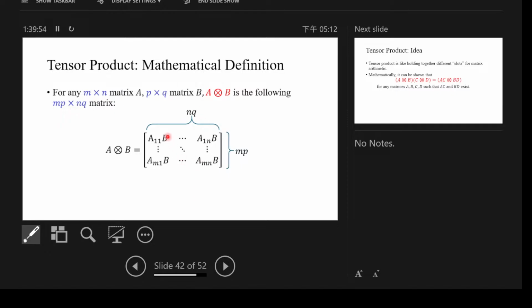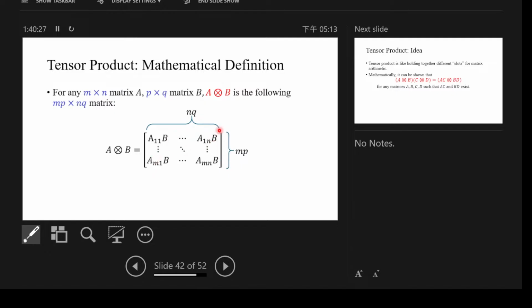Okay, so it's basically a product on everything. The number of rows is the product of m and p, and the number of columns is the product of n and q. And what does this matrix look like? It's this. Okay, so I guess this notation is okay. It's a lot of block matrices placed together.